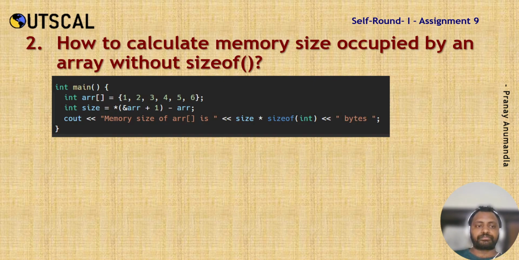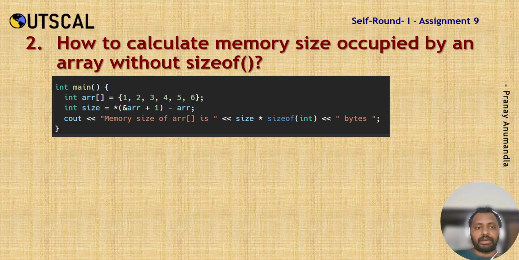This is the code. This is an int array of 6 elements, and the elements are 1 to 6, and the size of the array will be given by the dereferencing of ampersand of array plus 1 minus array. This size is the length.